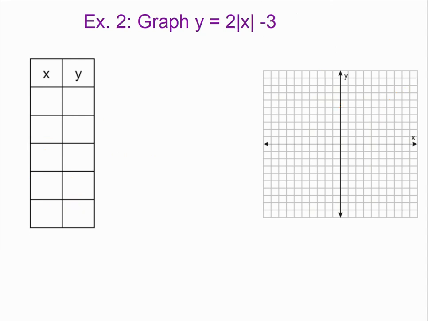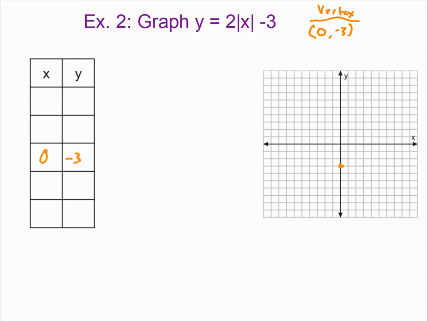Taking a look at example number 2, I've got y equals 2 times the absolute value of x, minus 3. So once again, first step, find the vertex. Okay, so there's nothing inside the absolute value with x. That means the x value of my vertex is 0. Okay, y value is negative 3. So (0, -3) is going to be my vertex.